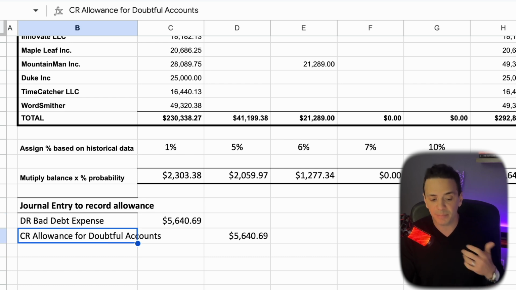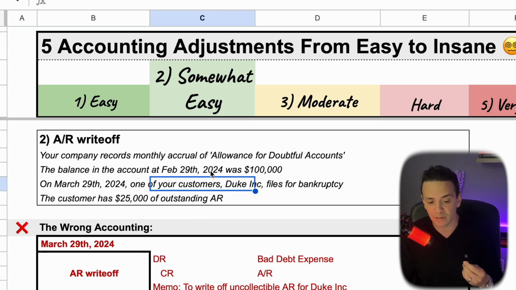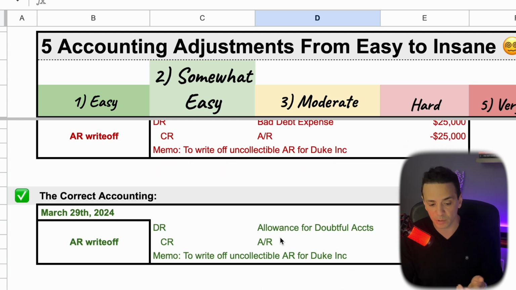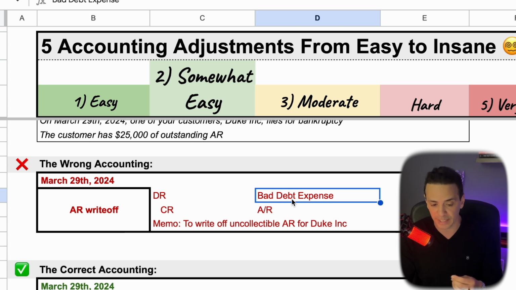So they have been building up the allowance for doubtful accounts each month, and the balance is $100,000 at the end of February. And therefore, when they book the AR write-off, it should be booked against allowance for doubtful accounts, not recording bad debt expense all over again.